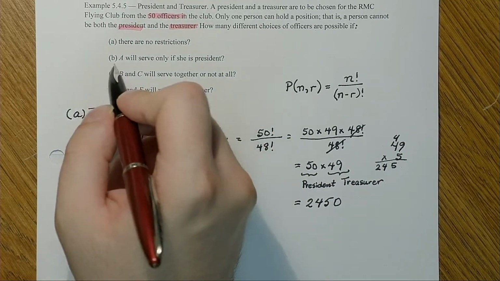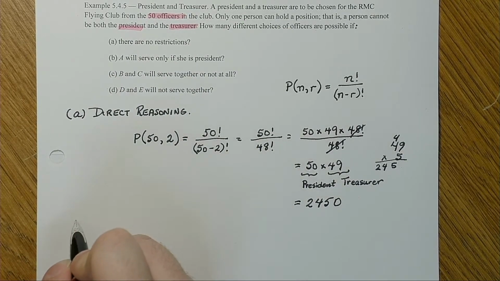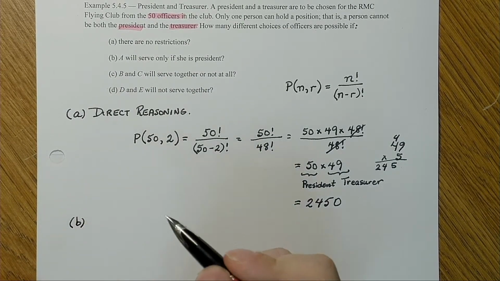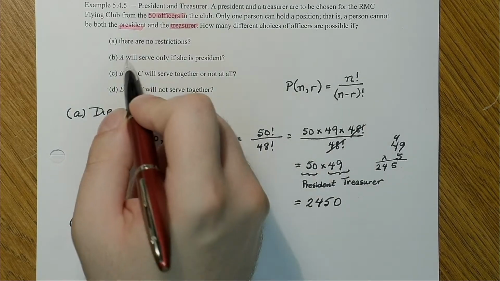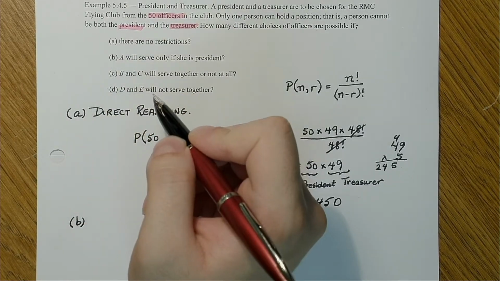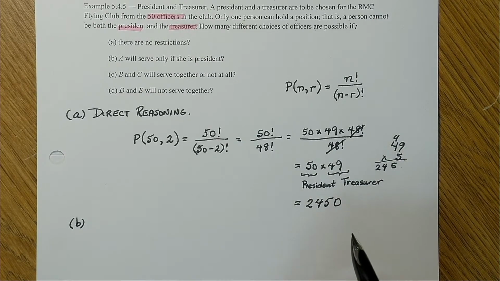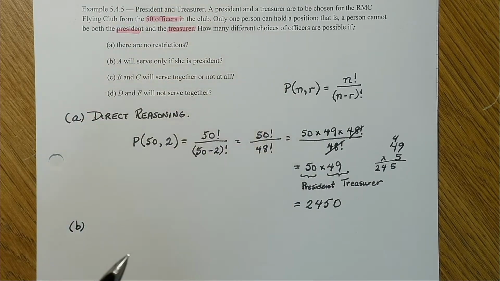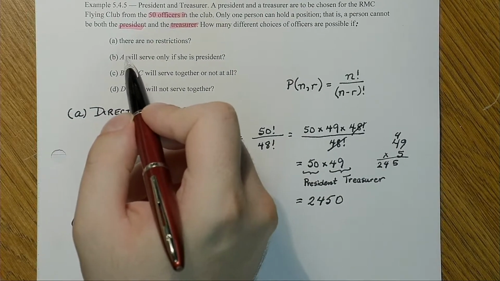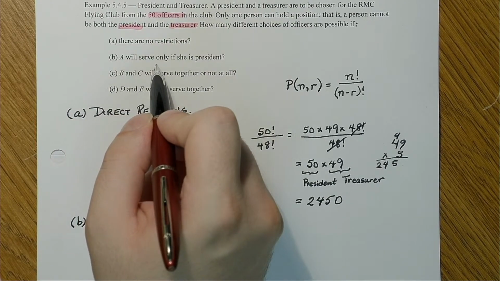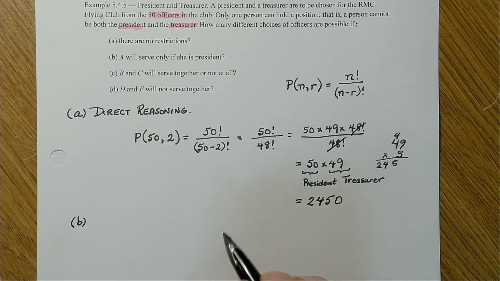What's the next one? Okay, so some people might get hung up. A, B, C, D, E. These are just generic placeholder names for people. So maybe on the test they'll have a name or whatever, but the idea is that it's just a person. So let's see. For this one, it says A will serve only if she is president. So how many ways is that possible?